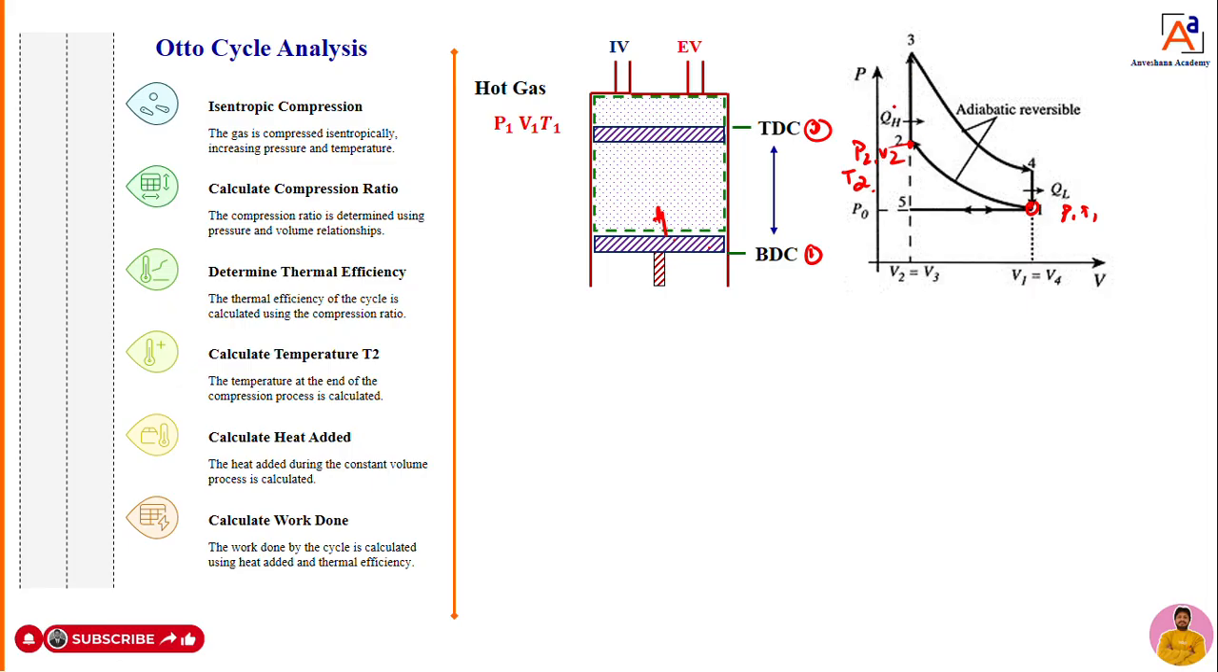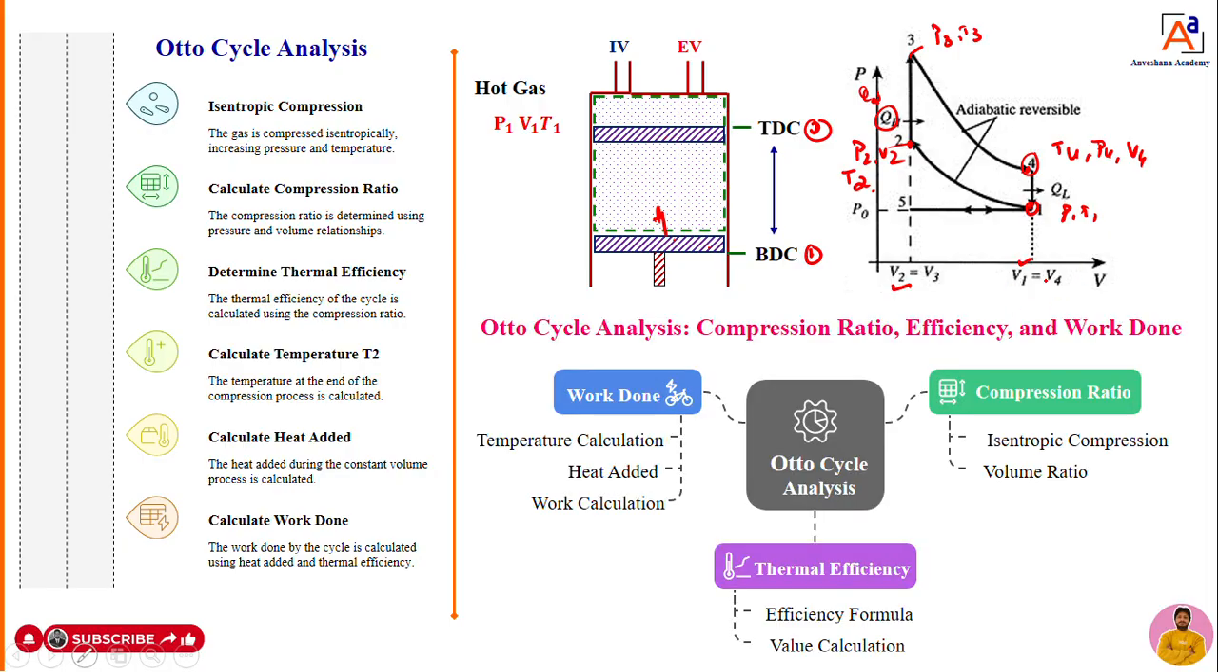Then from 2 to 3, I'm going to supply a certain amount of heat, and we get the maximum pressure and maximum temperature, that is P3 and T3. Because of this, adiabatic expansion takes place, and we get point 4, with temperature T4, pressure P4 and volume V4. But in this, dear students, you supply heat at constant volume, that means V2 is equal to V3, and heat is rejected at V1 equal to V4, at constant volume.